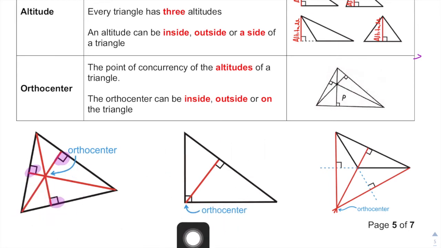So in this particular triangle, the orthocenter is here, on the triangle. Here, the orthocenter is actually outside. And you'll notice this is an obtuse triangle, and some of the altitudes are outside for an obtuse triangle, which then leads us to an orthocenter outside of the triangle.